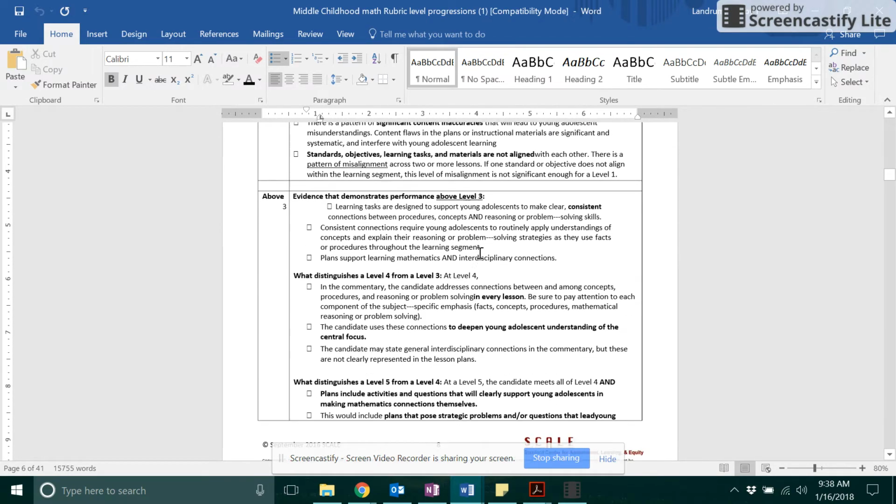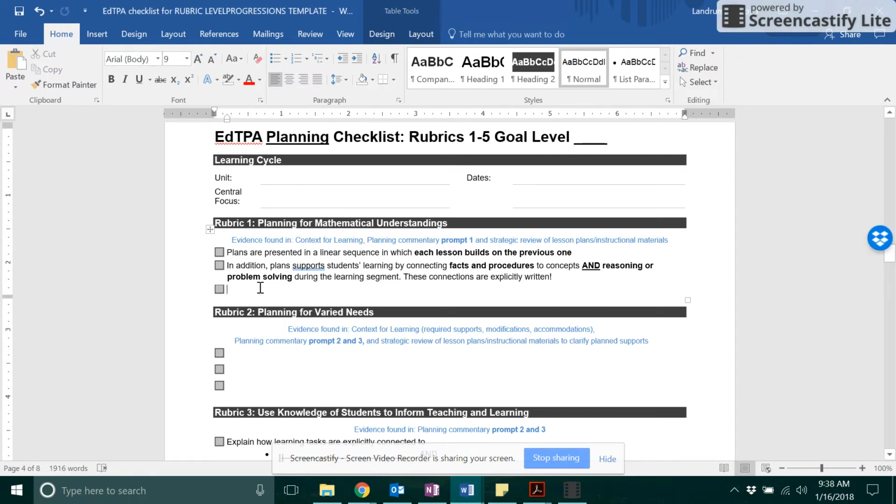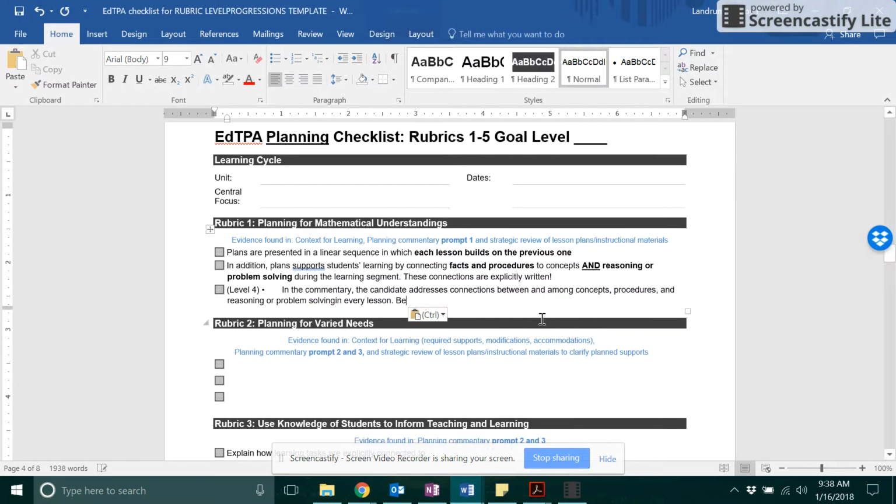But what this is saying is that you are explicitly addressing these connections between and among concepts, procedures, and reasoning in every lesson. So you're not just giving a generalization, or saying how it works in one lesson, but you're saying how it works in every lesson. Okay, so I'm going to take this, go back here, and put level 4. This is what I need to get to have a level 4. Again, I am underlining the fact that I need to do this in every lesson.